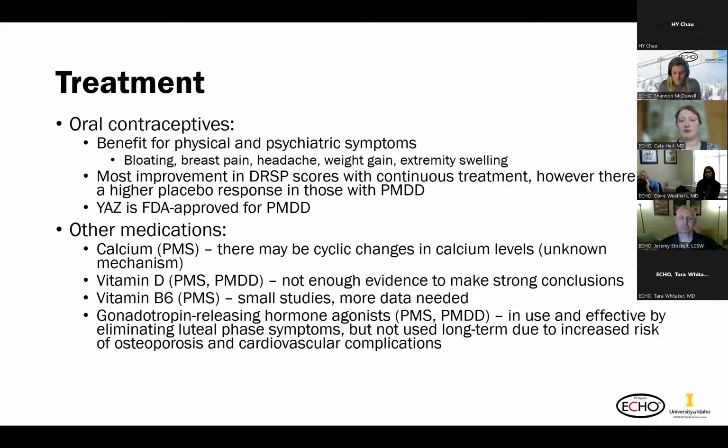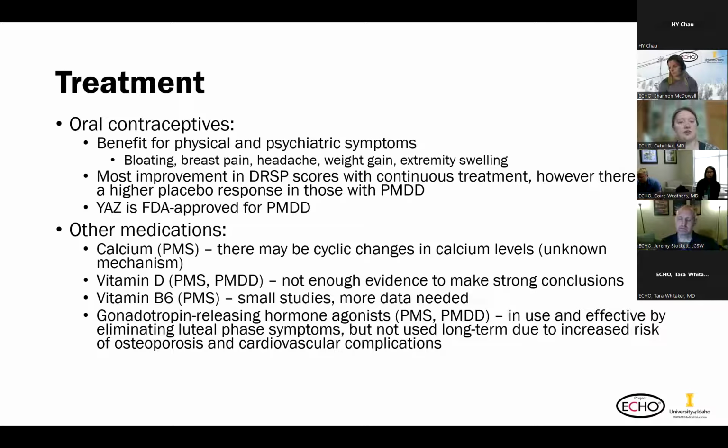And then other medication options, so there's calcium, more specifically for PMS. We don't know exactly how this happens, but there are some cyclic changes in calcium levels. What I found as a potential hypothesis is that estrogen lowers the calcium, and that's how we think that works. And if someone is low on calcium and they're sticking to the recommended daily levels of calcium, there's a lower risk of causing harm there.